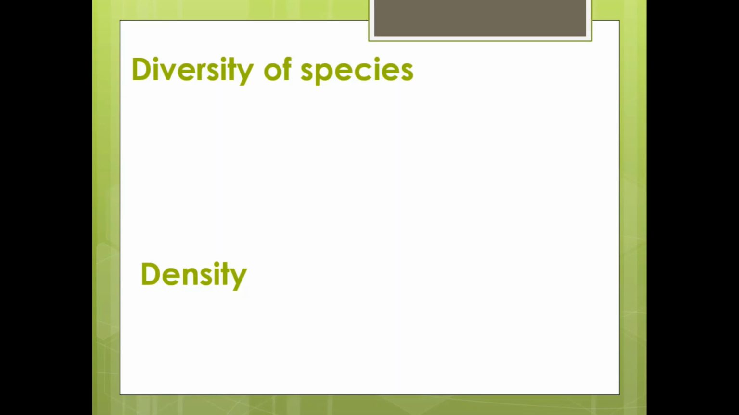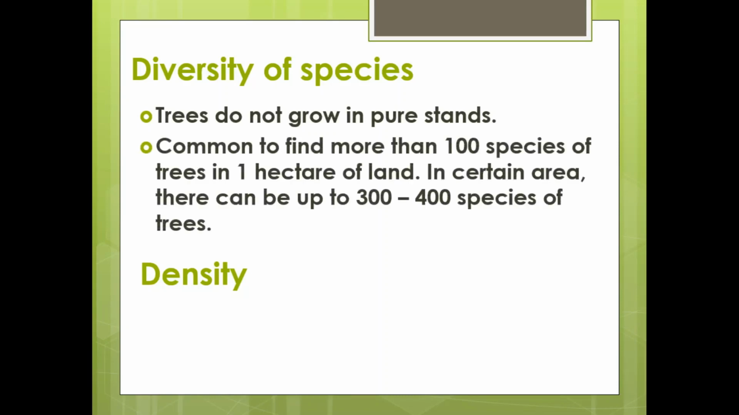Okay, diversity of species. Of course, with the availability of a high abundance of rain and temperature, there are many species of plants that can grow in this forest. So they don't grow in pure stands. What does that mean? That means in one particular area of the forest, you don't have just one species of plants or trees there. In one particular area, you can have many species found within that one area.